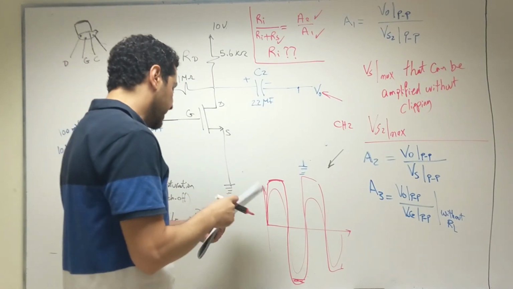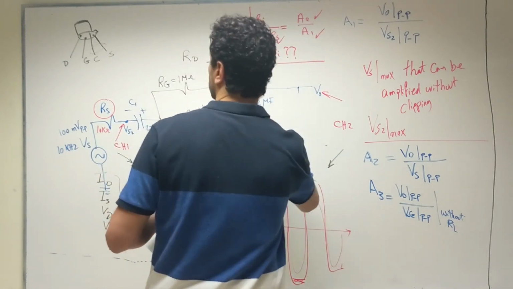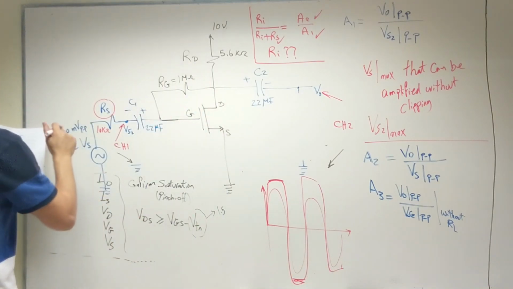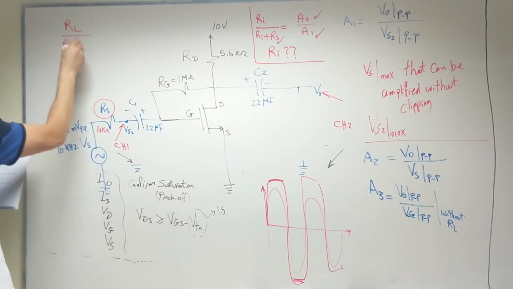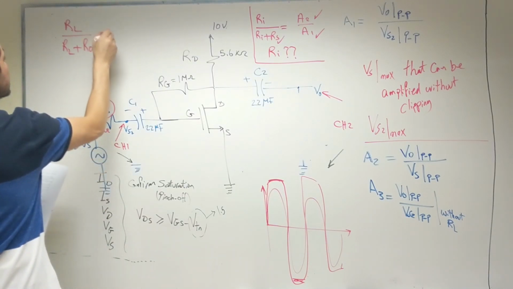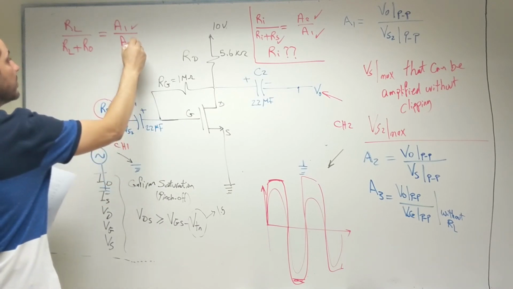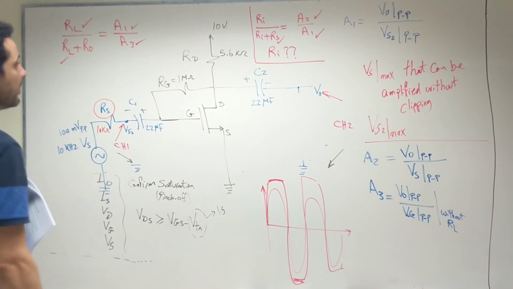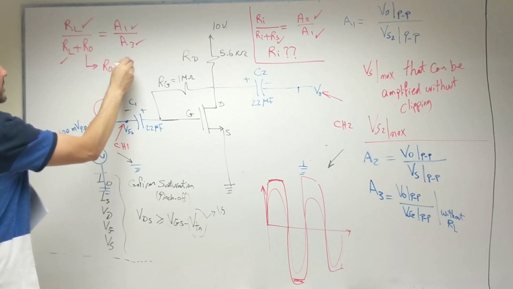Then the second equation is, I'm going to remove this part here. The second equation is R load over R load plus R output, this is the output impedance of the amplifier, equals A1 over A3. Already we measured A1, we measured A3, we know what is R load. R load is 10 kilo ohm, and then from this equation we can calculate the value of R output.